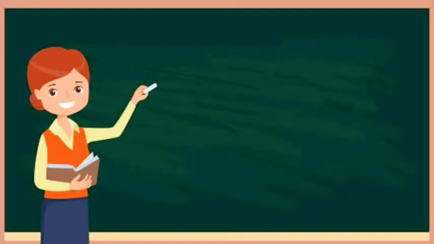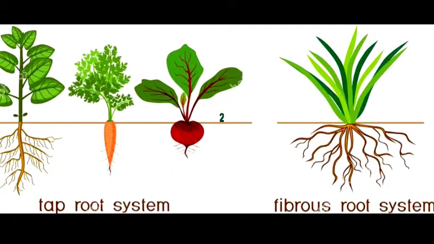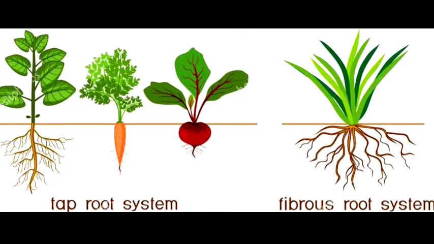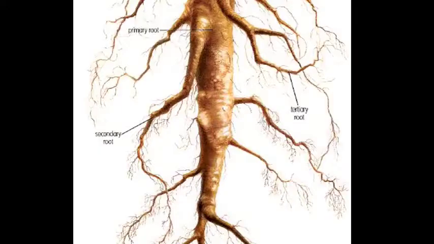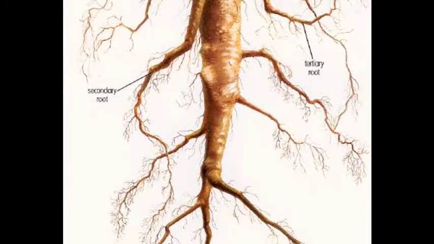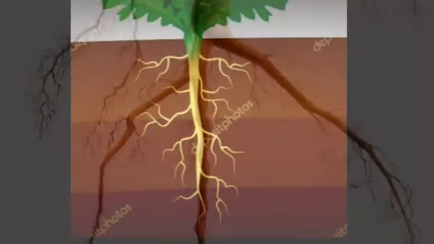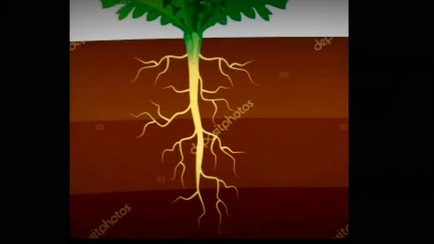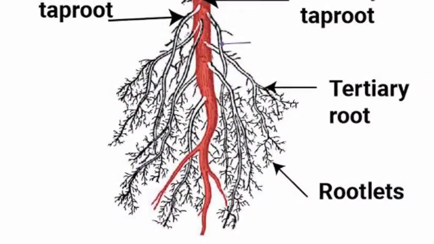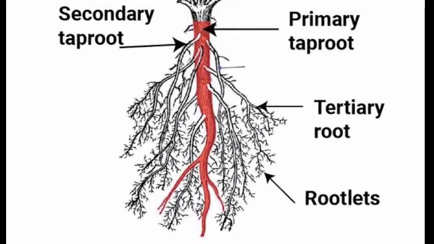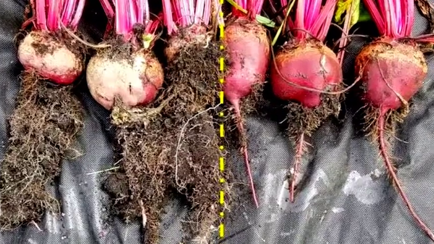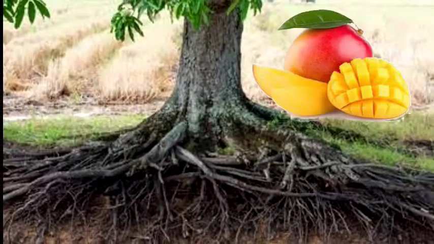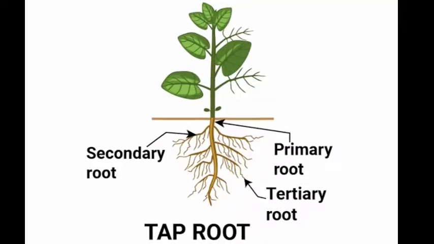It grows away from the sunlight into the soil. Roots are classified into two types: taproot, fibrous root. First, taproot. A taproot is a long, thick root that points straight down. It grows from the radicle and goes deep into the soil. Many small, thin roots grow out from the main root. Plants such as carrot, beetroot, turnip, mango, and neem have taproots.